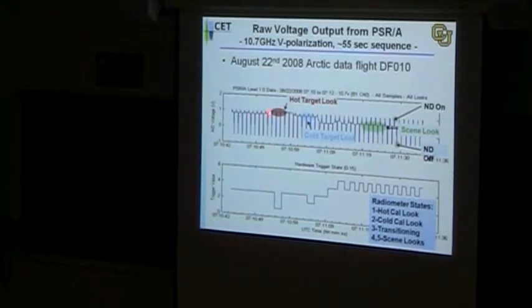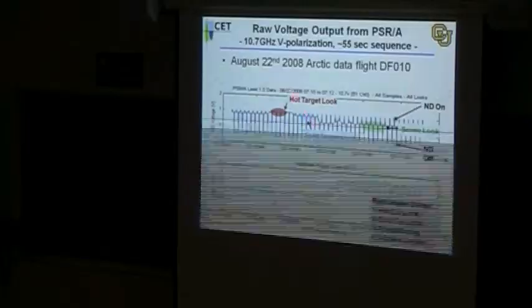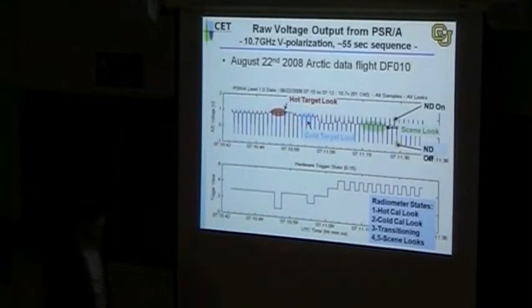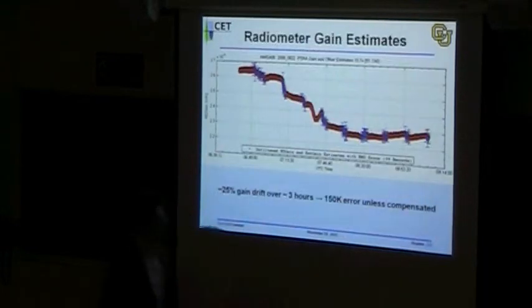Then every so often, we'll be able to point the instrument at the hot target, and you can see the temperature goes up. And then we point at a cold target. These are the external targets that you can't look at very often, but nonetheless, they're very important. And we can then put those together to figure out what the gain and the offset is.